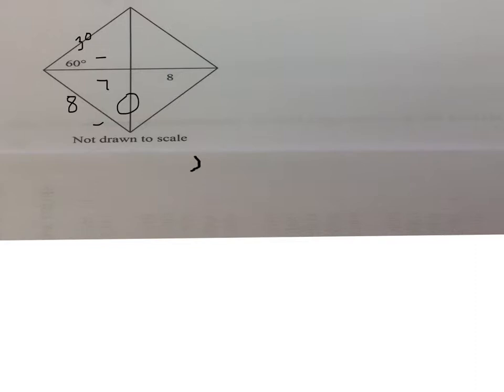The 8 here is across from the 30, so that's the small side. To get from the small side to the medium side, I'm going to multiply by radical 3. So that is 8 radical 3. So for diagonal 1, let's call that my 8s, it's going to be 8 plus 8, so 16. For diagonal 2, it's going to be 8 radical 3 plus 8 radical 3.